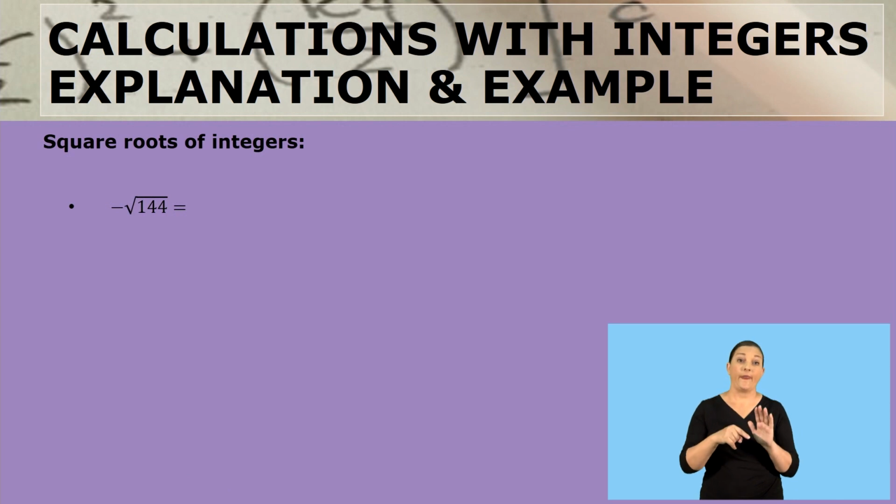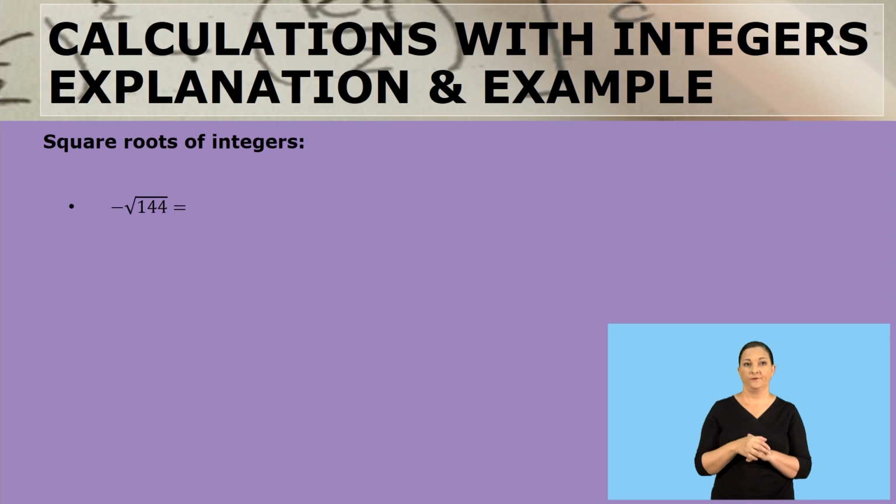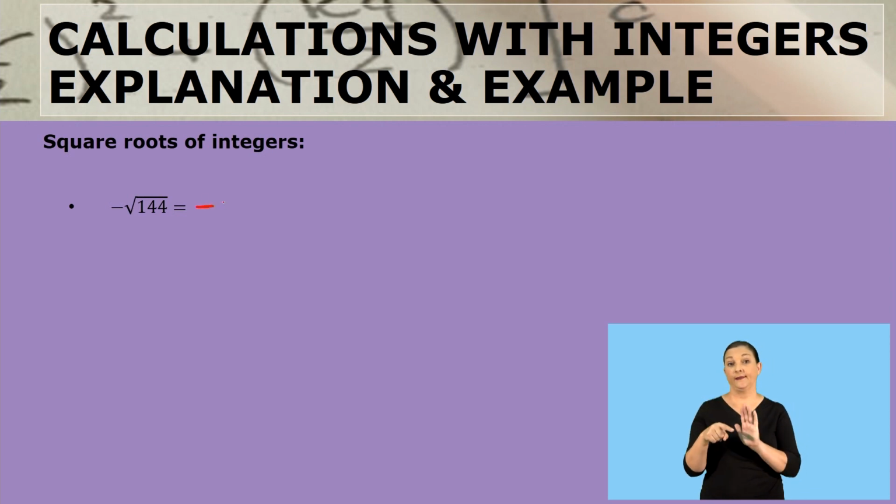Then we have the negative square root of 144. So that means we have there a negative, and in the square root, we have 144. But we know 144 is 12 squared. So that means that our answer is going to be a negative 12. And we know that the answer is negative because it was specified to us that they are looking for the negative square root of 144.